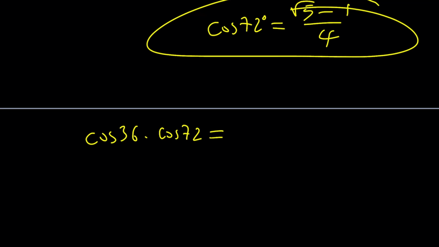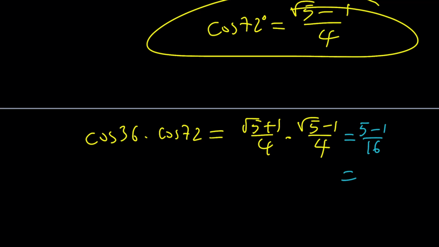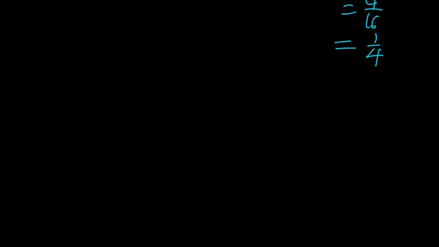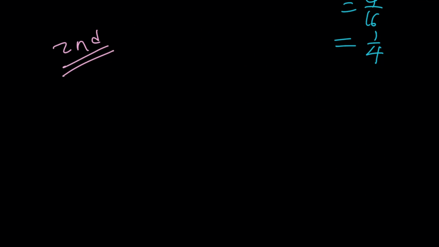One of them is root 5 plus 1 over 4. The other one is root 5 minus 1 over 4. Notice that they are conjugates. Their product is, from difference of two squares, 5 minus 1 divided by 16, which is 4 over 16, which is 1/4. That seems to be the answer, doesn't it? Okay, so that's basically the first approach, right? Now, let's go ahead and take a look at an alternative, which is probably what this problem is meant for.